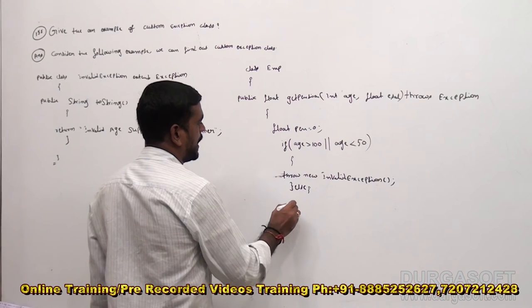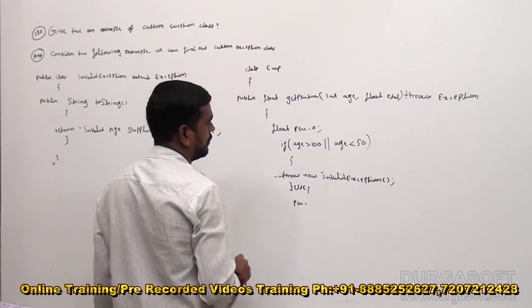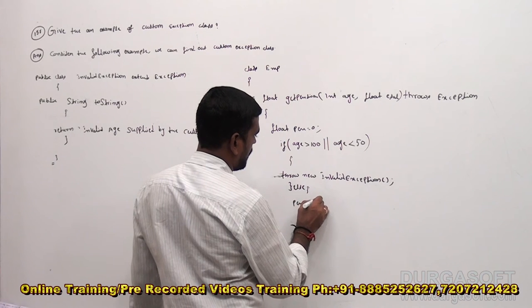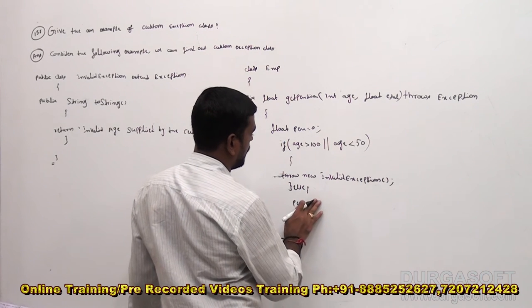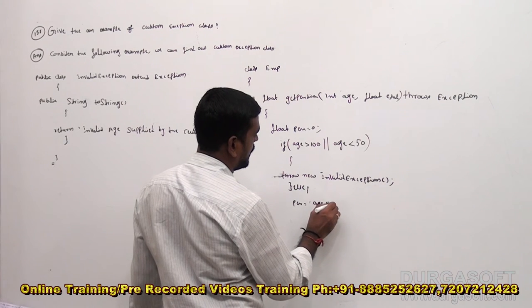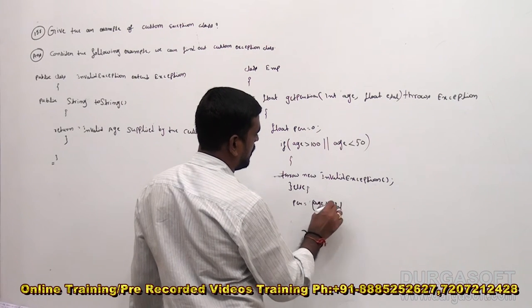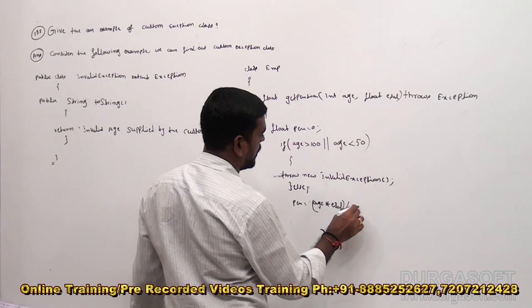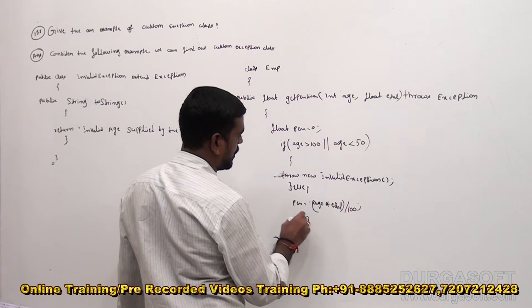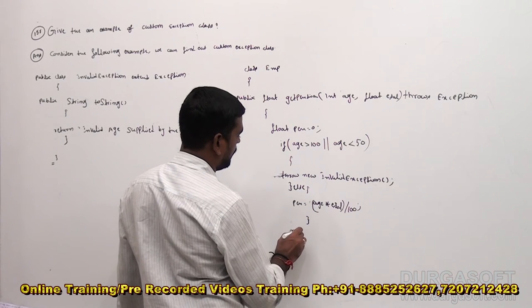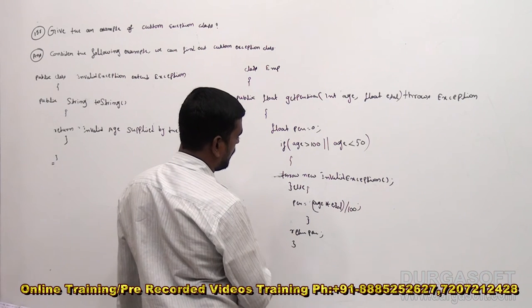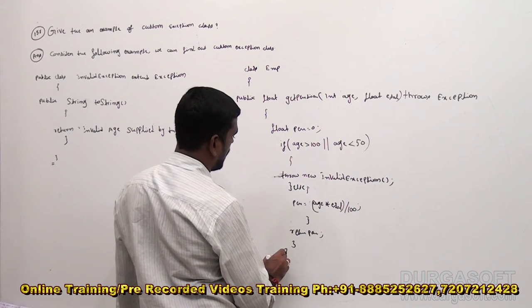Else pension is equal to age into esal divided by 100. Next, close. Return pension. Then close the method, close the class.